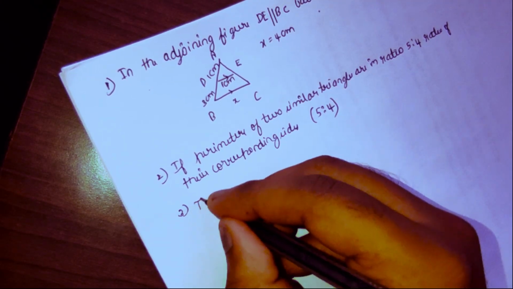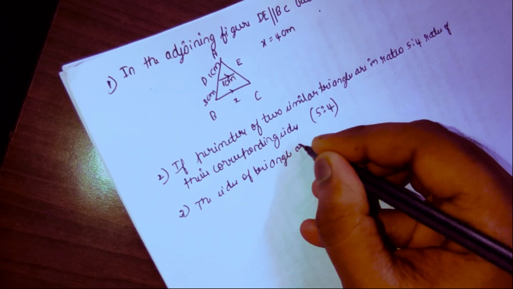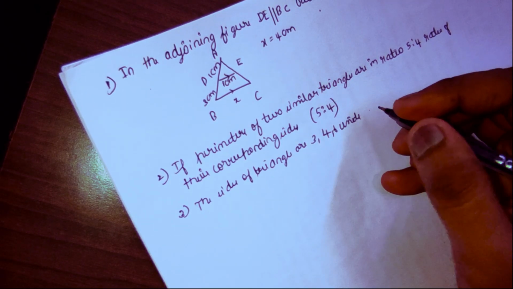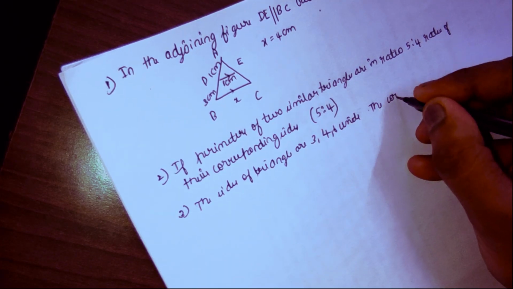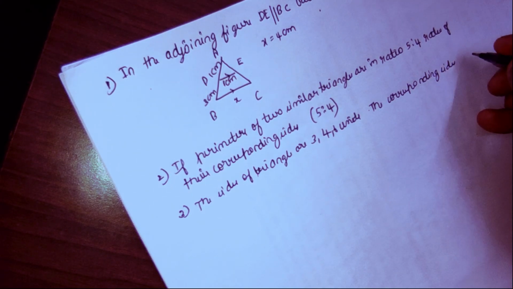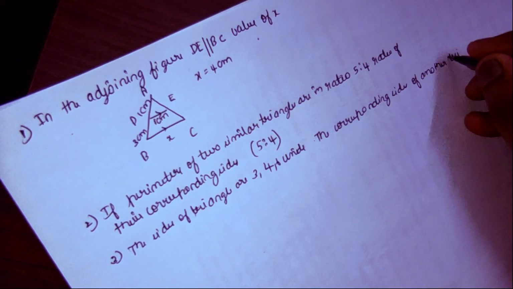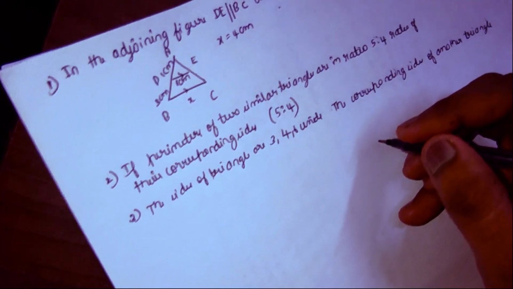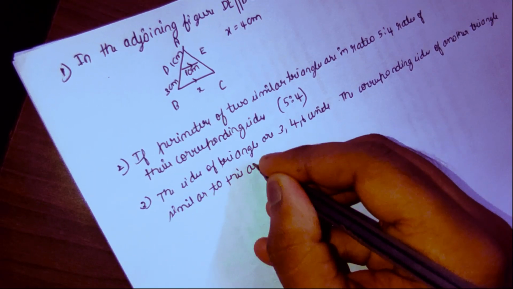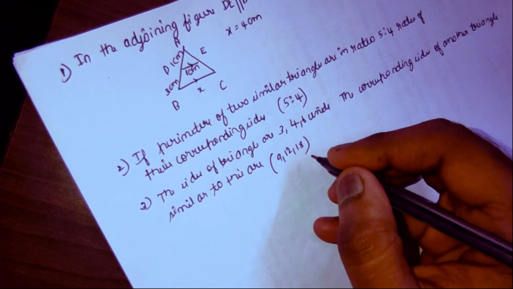Third one. The sides of a triangle are 3, 4, 6 units. The corresponding sides of another triangle similar to this are. The answer is 9, 12, 18.